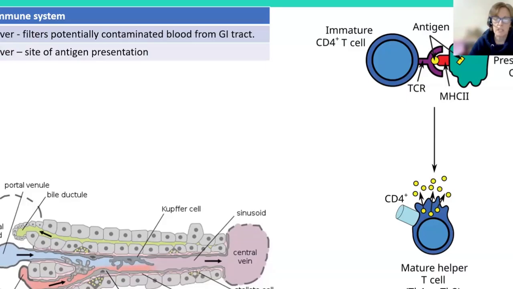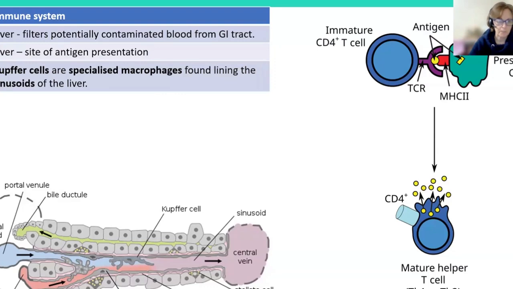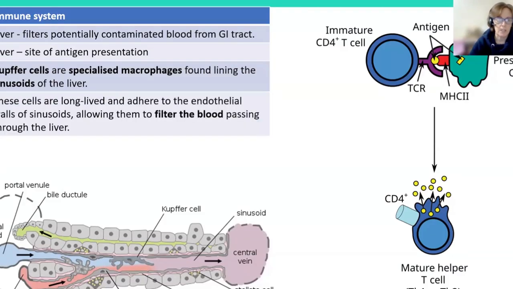So the liver's a site of antigen presentation. There are other sites as part of the immune system, and we'll learn about that when we cover disease in the next but one unit. But we're going to have a look now, a first look at this system in these specialized cells. So we've got these Kupffer cells. They adhere to the endothelial walls surrounding this vessel here.